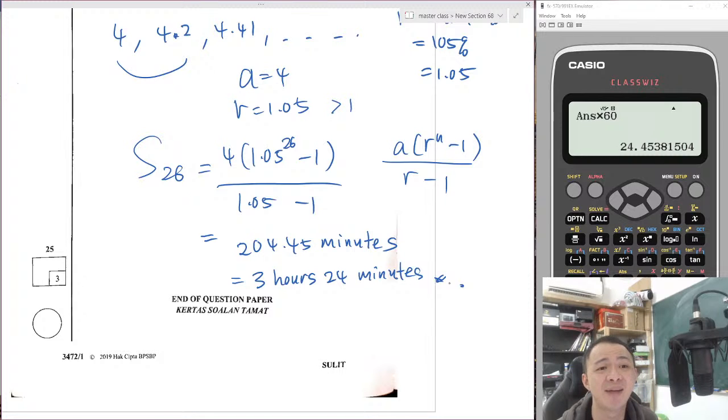So if the minutes is more than 0.5, yeah, you can round up to become 25 minutes, no problem.